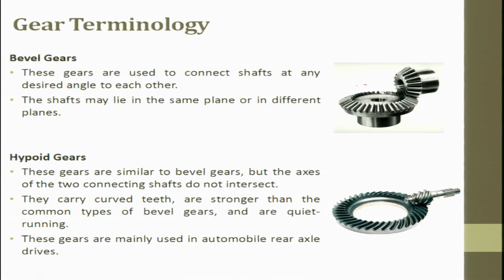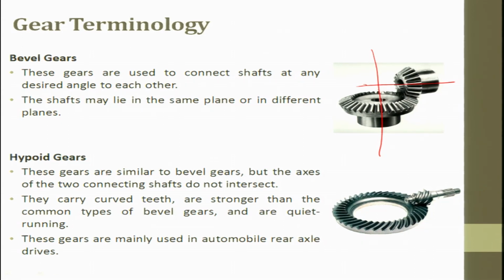This is a bevel gear. So, bevel gear, look at it. Here is an axis, here is an axis, right. These gears are usually used to connect shafts at a desired angle to each other. Here I have just put them perpendicular, but if you look more closely, this is at an angle. I have just intentionally drawn it as 90 degrees. The shafts may lie in the same plane or in a different plane. Bevel gear is also used to transmit power or motion at an angle between these two axes.